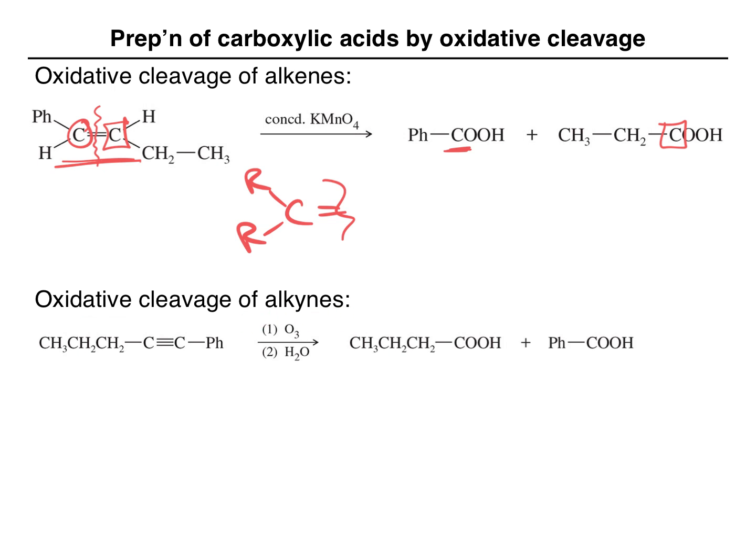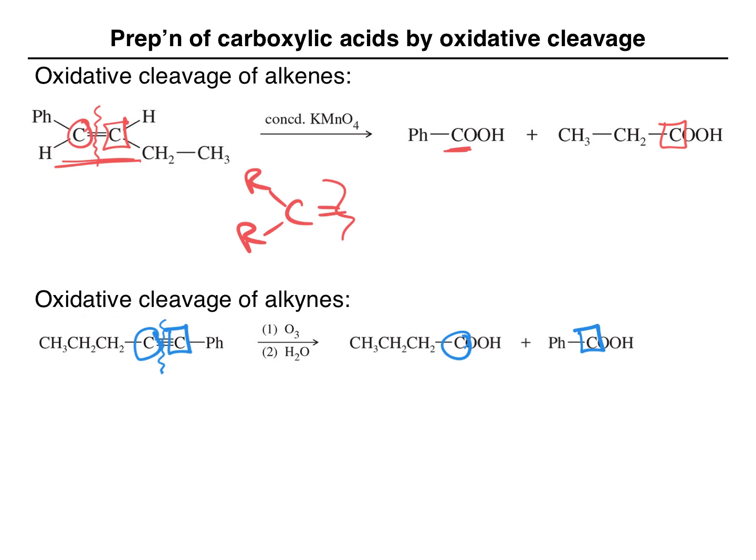Alkynes can also undergo oxidative cleavage, and in this case, ozonolysis can convert the alkyne carbons into carboxylic acid carbons. So an alkyne is cleaved so that this carbon becomes this carboxylic acid carbon, and this alkyne carbon becomes this carboxylic acid carbon.